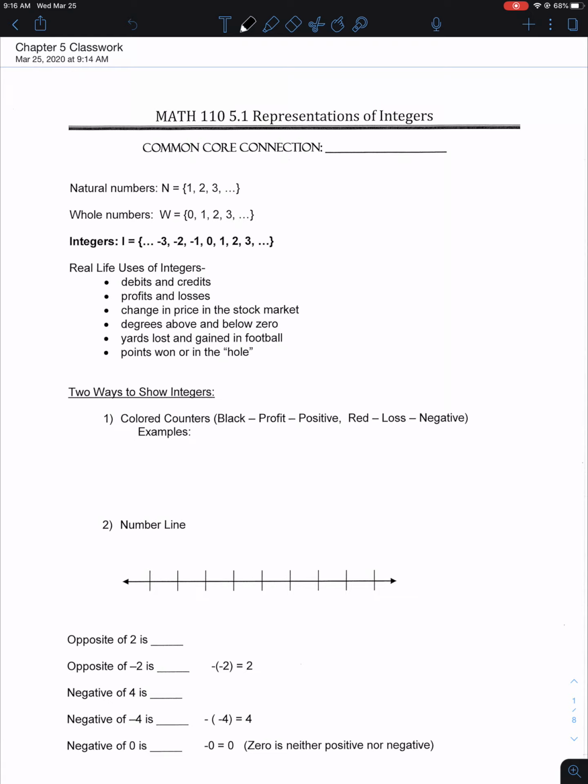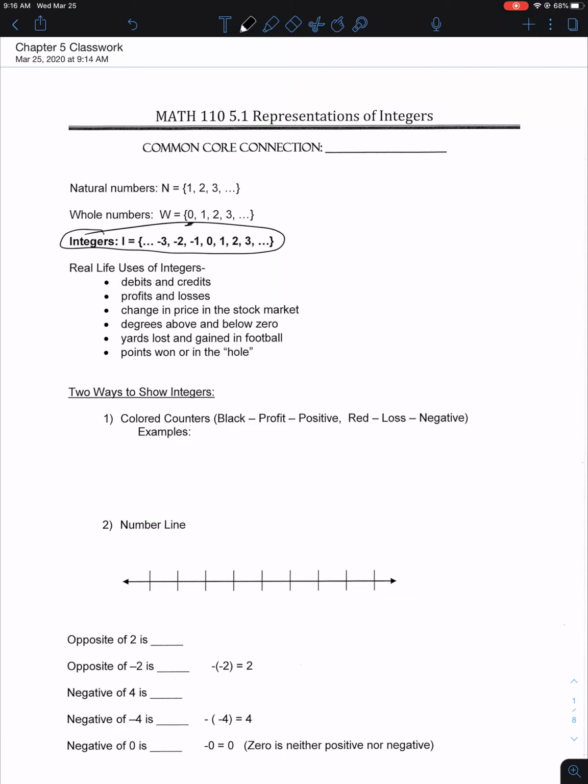If you're following along in the packet, remember when we started off the semester, we started off with natural numbers, which were just the counting numbers. And then we introduced the whole numbers, which was basically the natural numbers plus 0. Now we want to add in all the negatives. So now we're looking at -3, -2, -1, and it goes on and on forever. So we're looking at all positive and negative whole numbers.